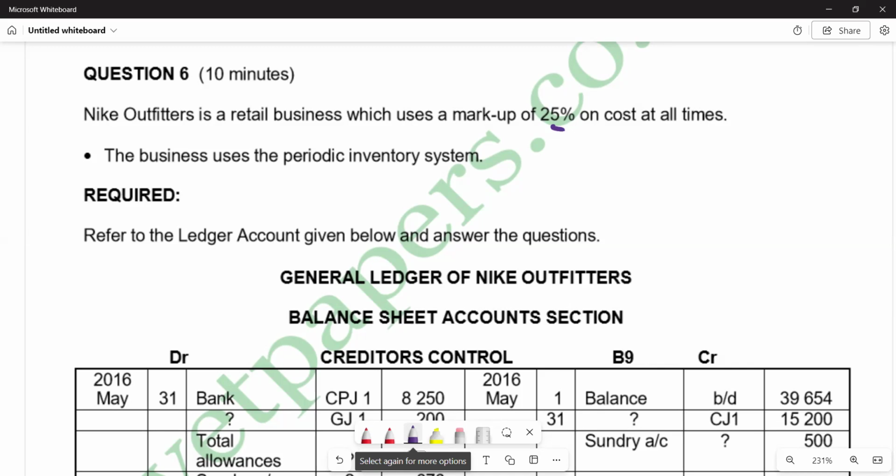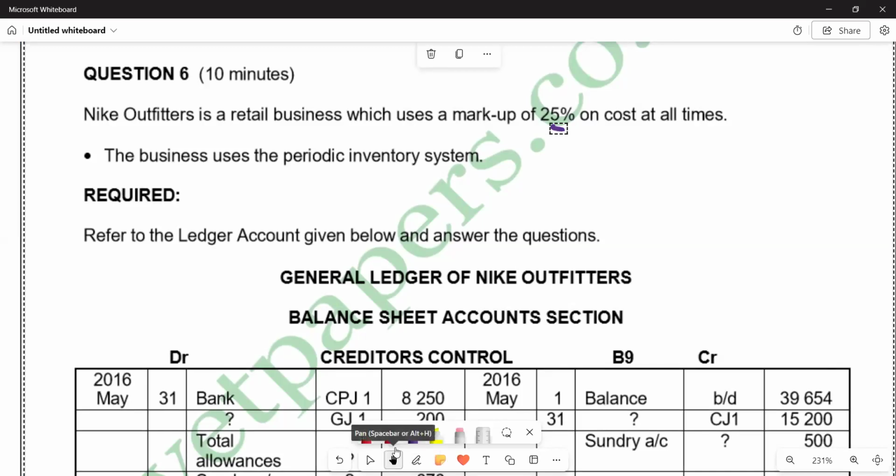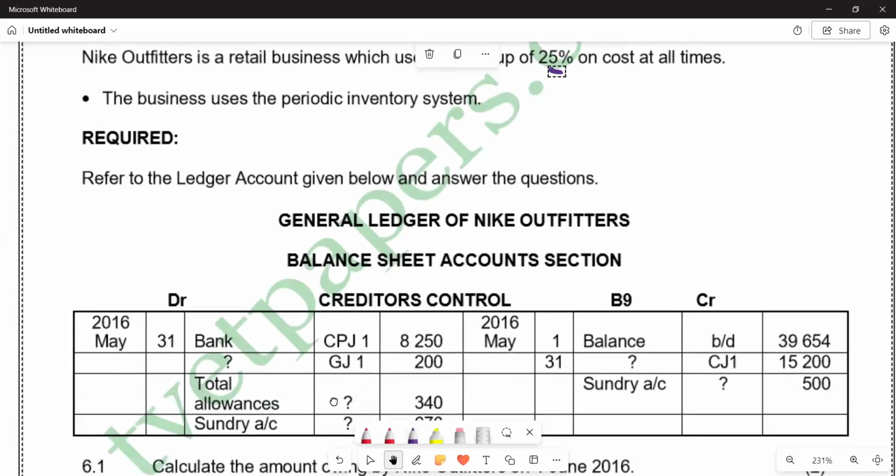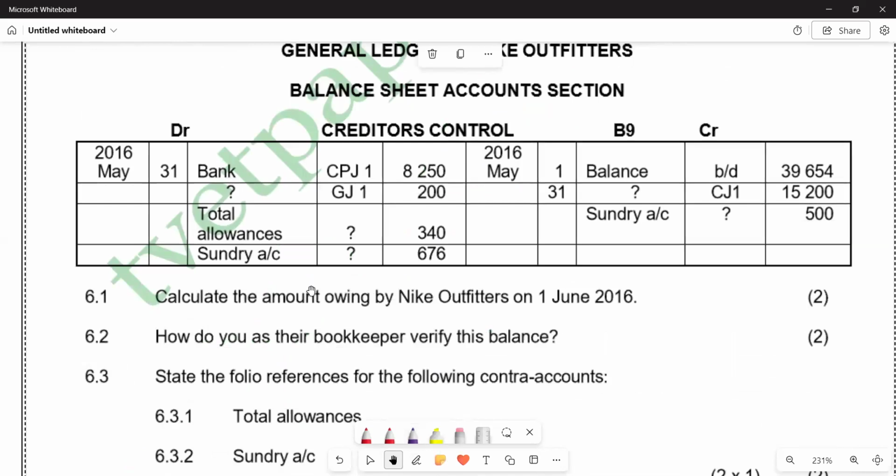Then we've got the creditors control. So this creditors control is the one that we are going to respond to. So if we go beneath this creditors control, you'll see that we have got some questions that are following. The first question is saying, calculate the amount owed by Nike Outfitters on 1 June 2016.